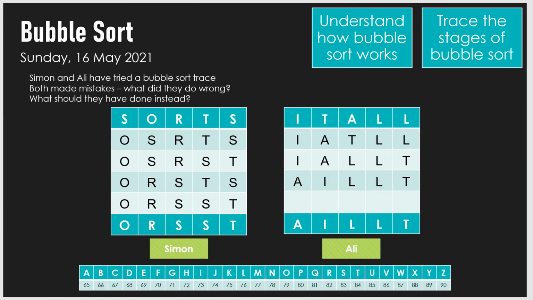Now let's have a look at another activity here. We can see that this person here, Simon, has traced these letters here, and unfortunately he's made a mistake. And we can also see Ali on this side has traced this array here to order it, but unfortunately he's made a mistake as well. So what I want you to do is, if you want to pause the video, to check what kind of mistake they have made, so that you don't make that mistake in the exam. So pause the video now, have a look at these, and think about what kind of mistakes they have made.